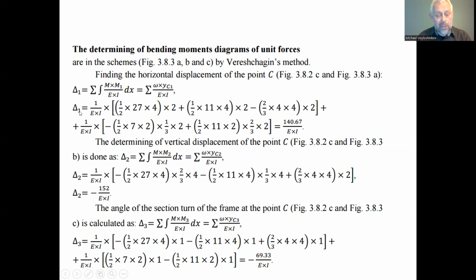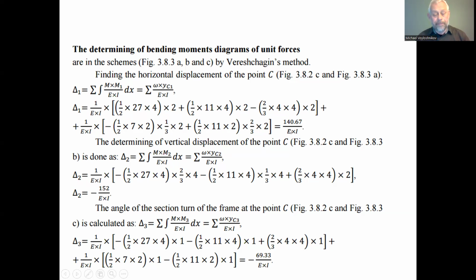After the fulfillment of the calculation, we have the displacement in the horizontal direction of the point C equal to, in the numerator, 140.67. In the denominator, the rigidity of the transverse section of the element of the mechanical system. The same we got using the direct determination of the Mohr integral by using the mathematical formulas for the bending moments in article 3.7. So this is the correct result.